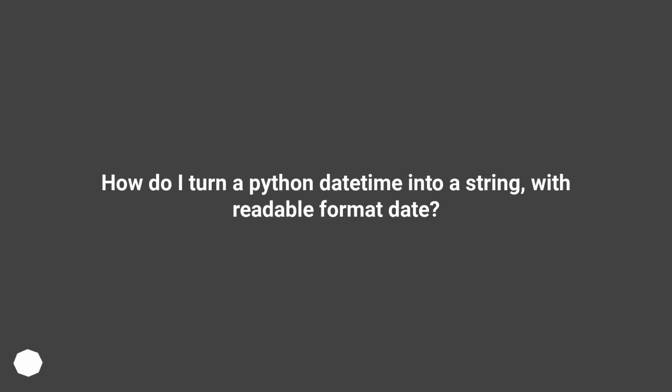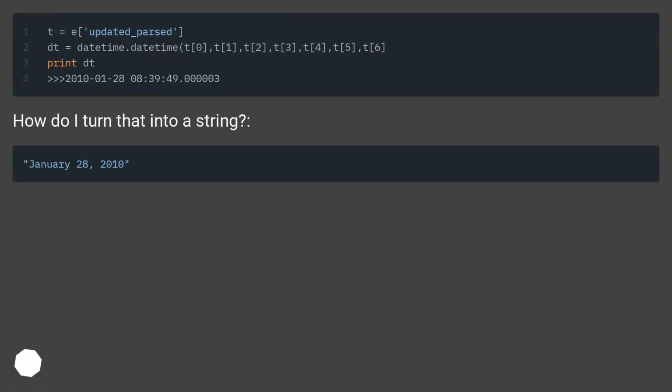How do I turn a Python datetime into a string with readable format date? How do I turn that into a string?